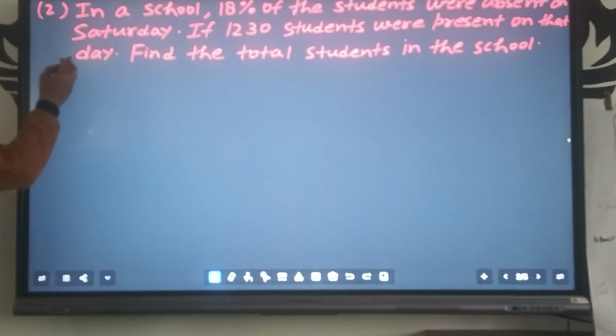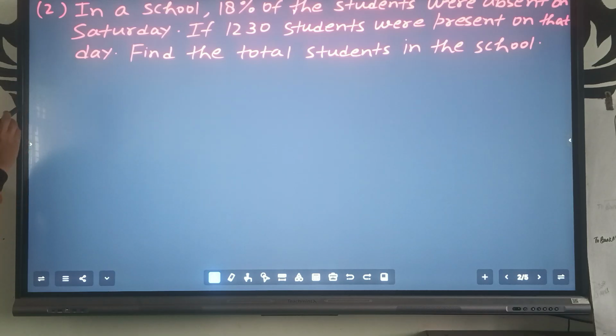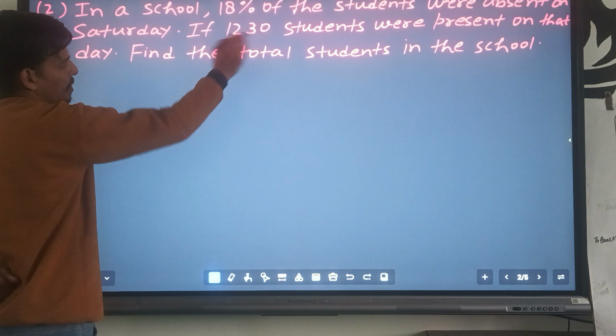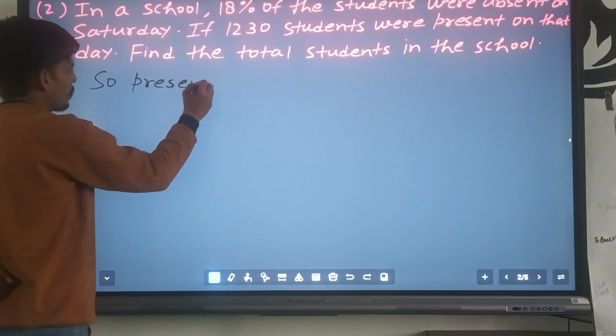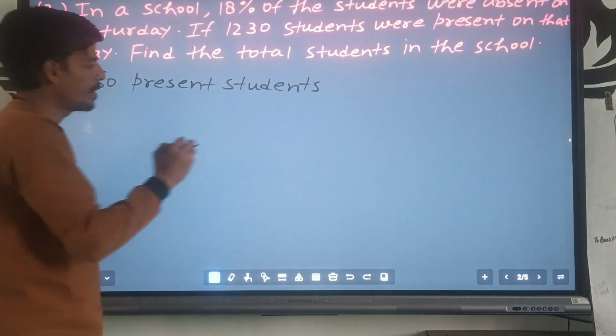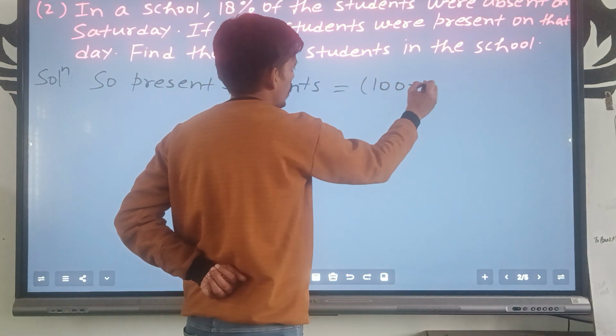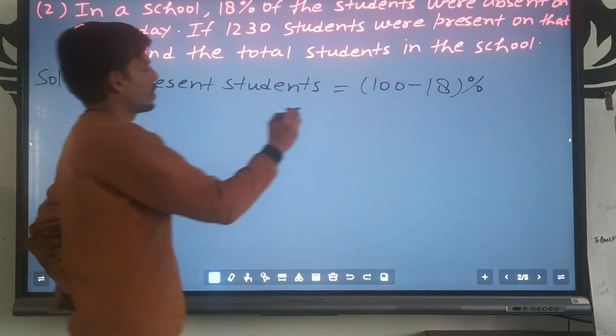Now our second question. In a school, 18% of the students were absent on Saturday. If 1230 students were present on that day, find the total students in the school. 18% of the students were absent, and it is the data of present students. So present students: 18% were absent means 100 minus 18%, so it is equal to 82%.